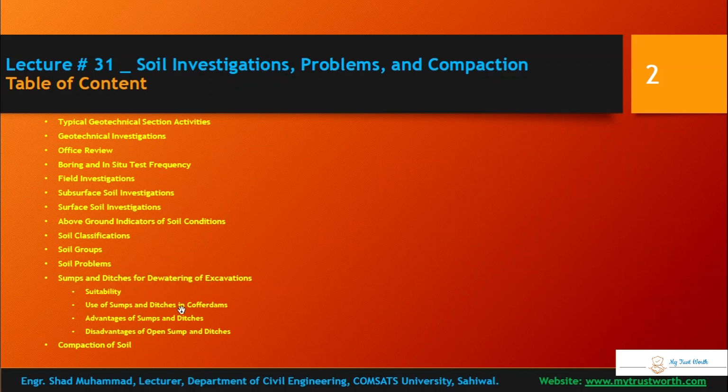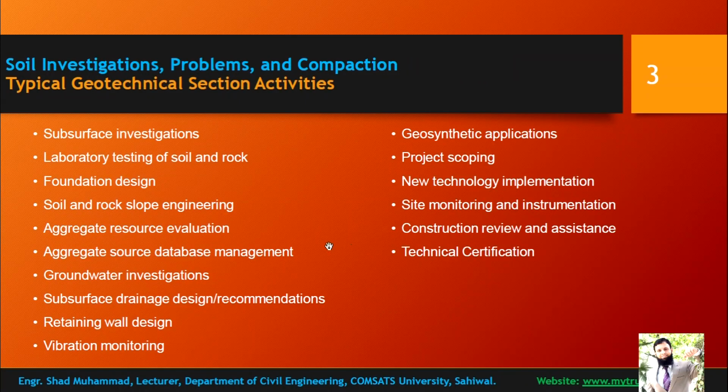Regarding some soil problems, that will be regarding dewatering, its suitability, use of sumps and ditches in cofferdams, advantages and disadvantages of sumps and ditches, and we will study compaction of soil. This is a very extensive topic regarding soil investigation, but we will just be going through and recalling many of the concepts which we have studied particularly in Geotechnical Engineering 1 and Geotechnical Engineering 2 or Foundation Engineering. So we will just be overviewing them.